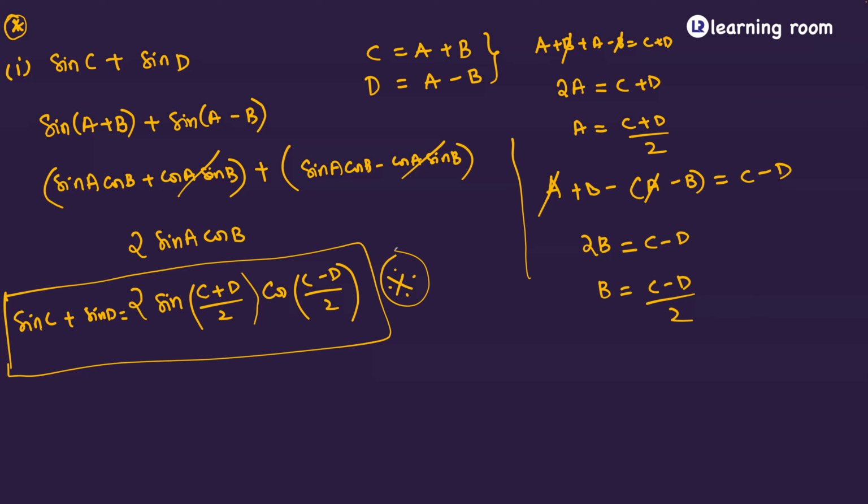So I just want to tell you one point. Whenever we have sum of the trigonometric ratios, all we do is we take C as A plus B, we take D as A minus B, and then start.